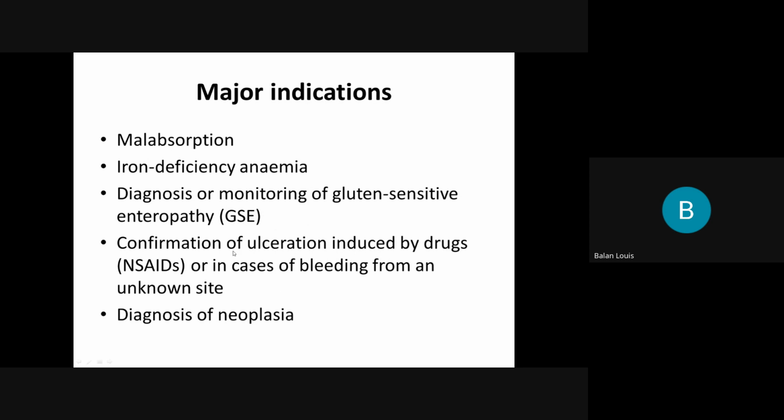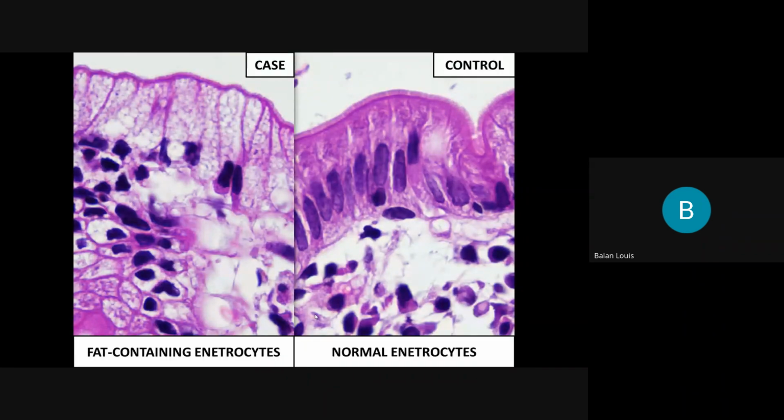Other than that, very rarely we get indications such as ulceration induced by drugs, or cases where you don't know the cause of bleeding from an unknown site, and the small intestine will be sampled as part of the diagnostic armamentarium. And finally, sometimes there is a tumor site which needs to be sampled, and you need to know the type of tumor for further management. So this is one rare case. I'll be showing you rare cases because you may or may not see these cases again.